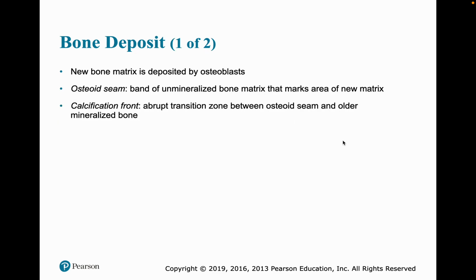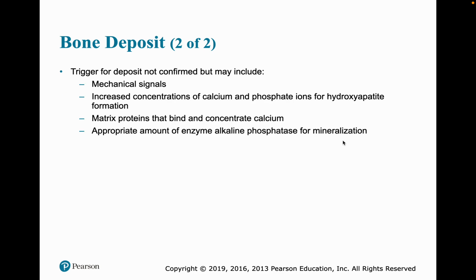New bone would be deposited by osteoblasts. There are structures such as the osteoid seam, which is a band of unmineralized bone matrix that marks the new area. The calcification front is a transition zone between the osteoid seam and older mineralized bone. Triggers for deposit may include mechanical signals, increased concentration of calcium and phosphate ions for hydroxyapatite formation, matrix proteins that bind and concentrate calcium, and an appropriate amount of the enzyme alkaline phosphatase for mineralization.